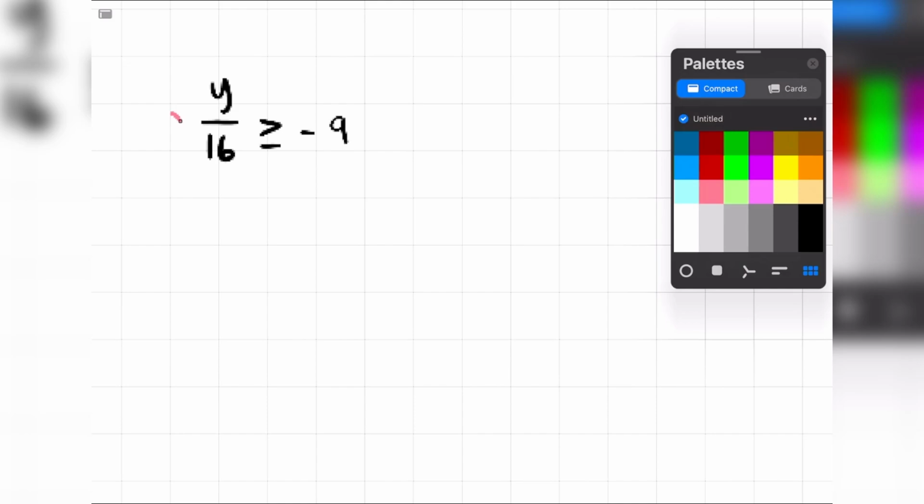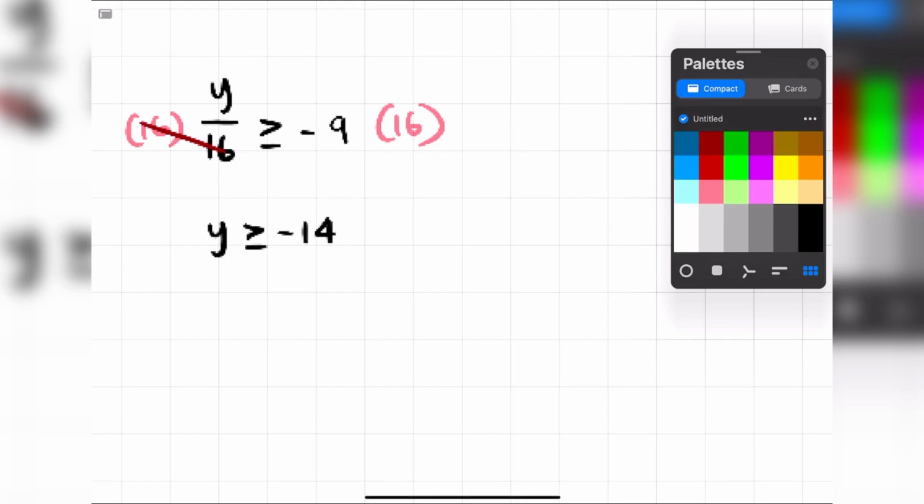First step here, we're going to multiply this by 16 on both sides. That's going to cancel out this 16 and leave us with y is greater than or equal to, and then -9 times 16 is -144. That's your answer.